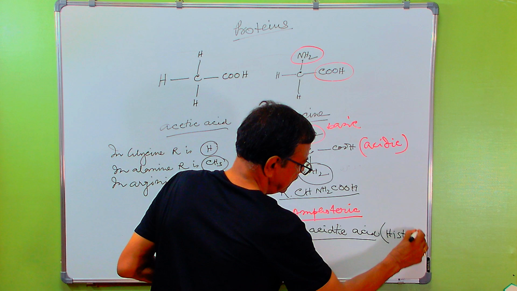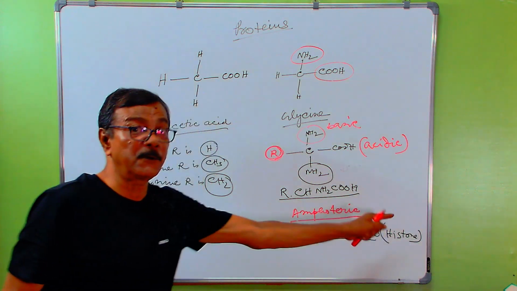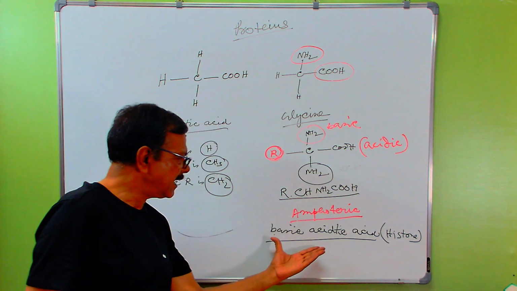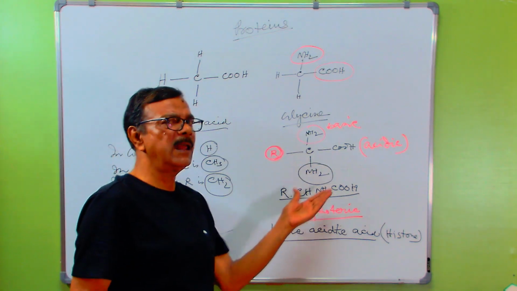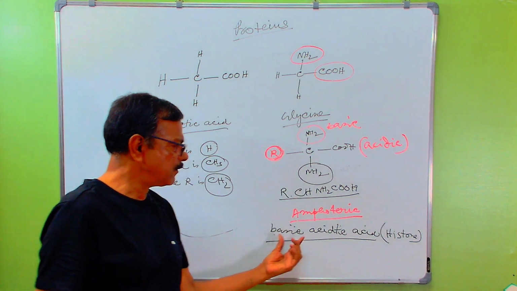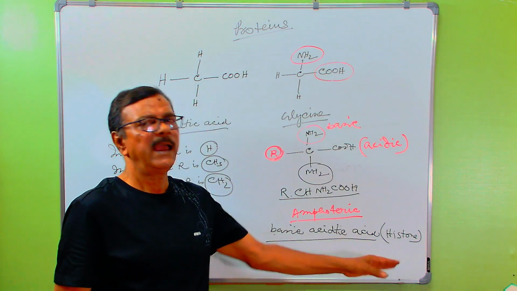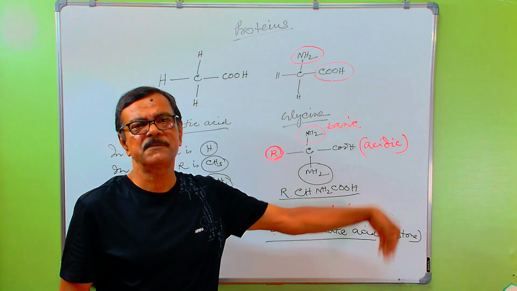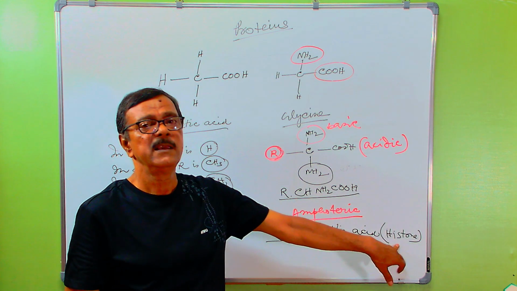Sometimes it comes. What is histone protein? That is, it is having one additional amino group, so it is known as a basic amino acid, and subsequently the proteins are called histone protein.